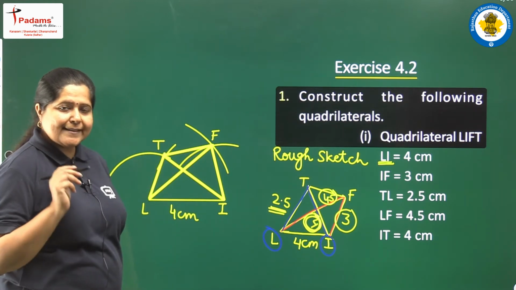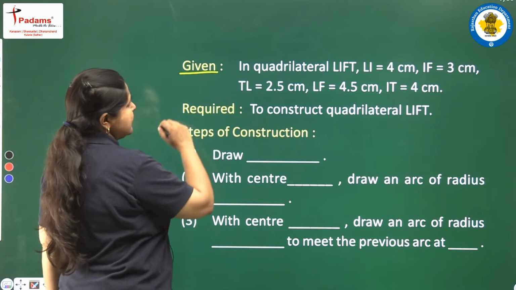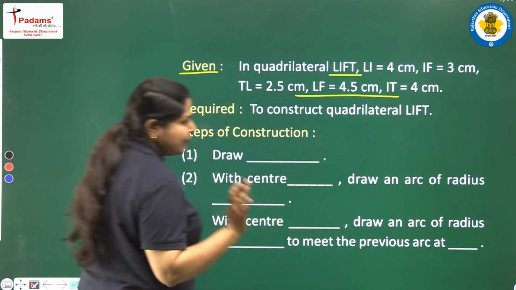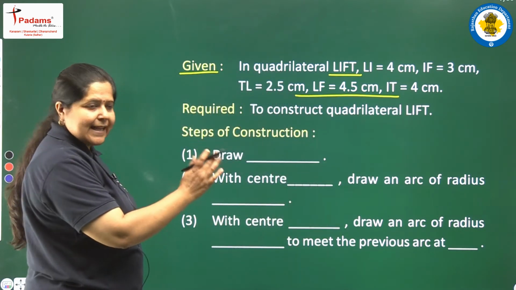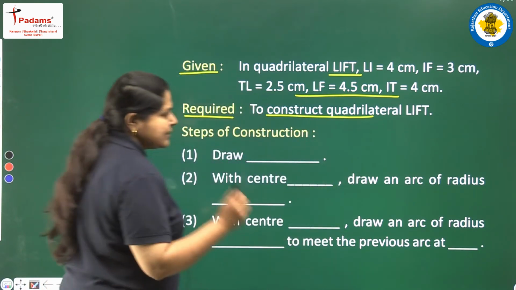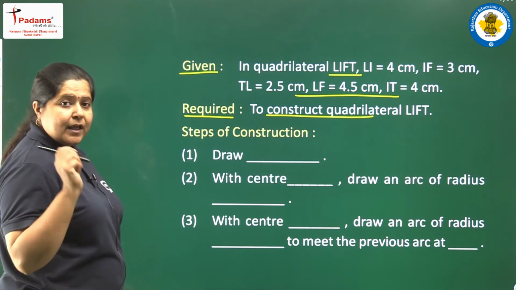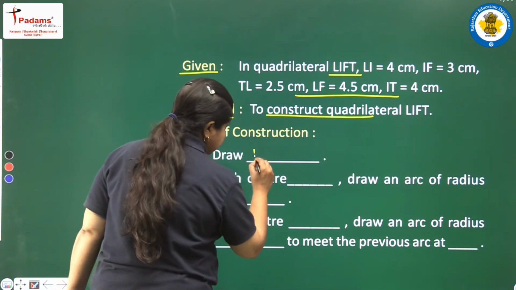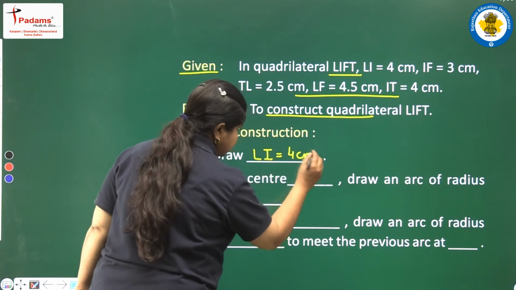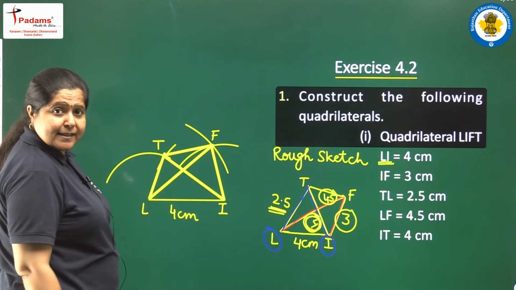Now again we will write the steps of construction. First we write whatever has been given to us in quadrilateral LIFT. These measurements have been given. You can take it from the question itself. Then it is required to construct quadrilateral LIFT. Next we write the steps of construction. We started with drawing LI equal to 4 centimeter. You can see we started with LI 4 centimeters in length.